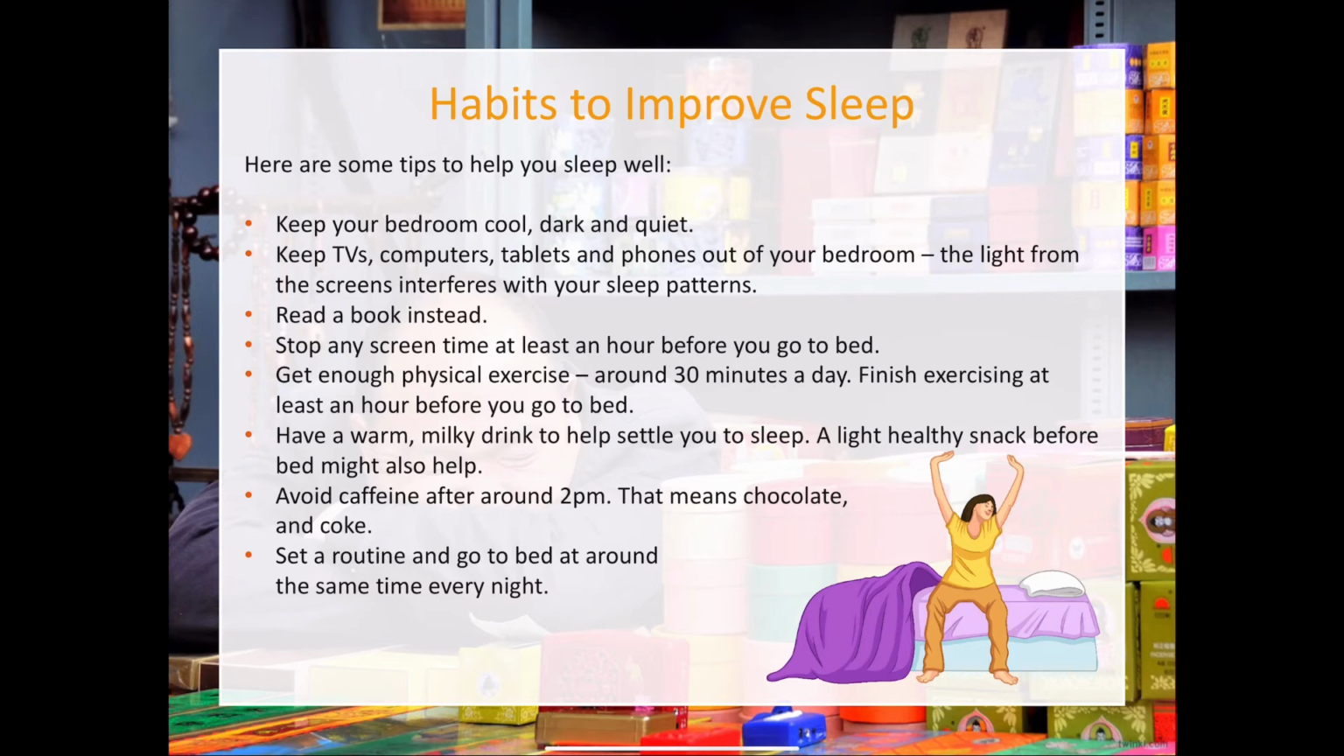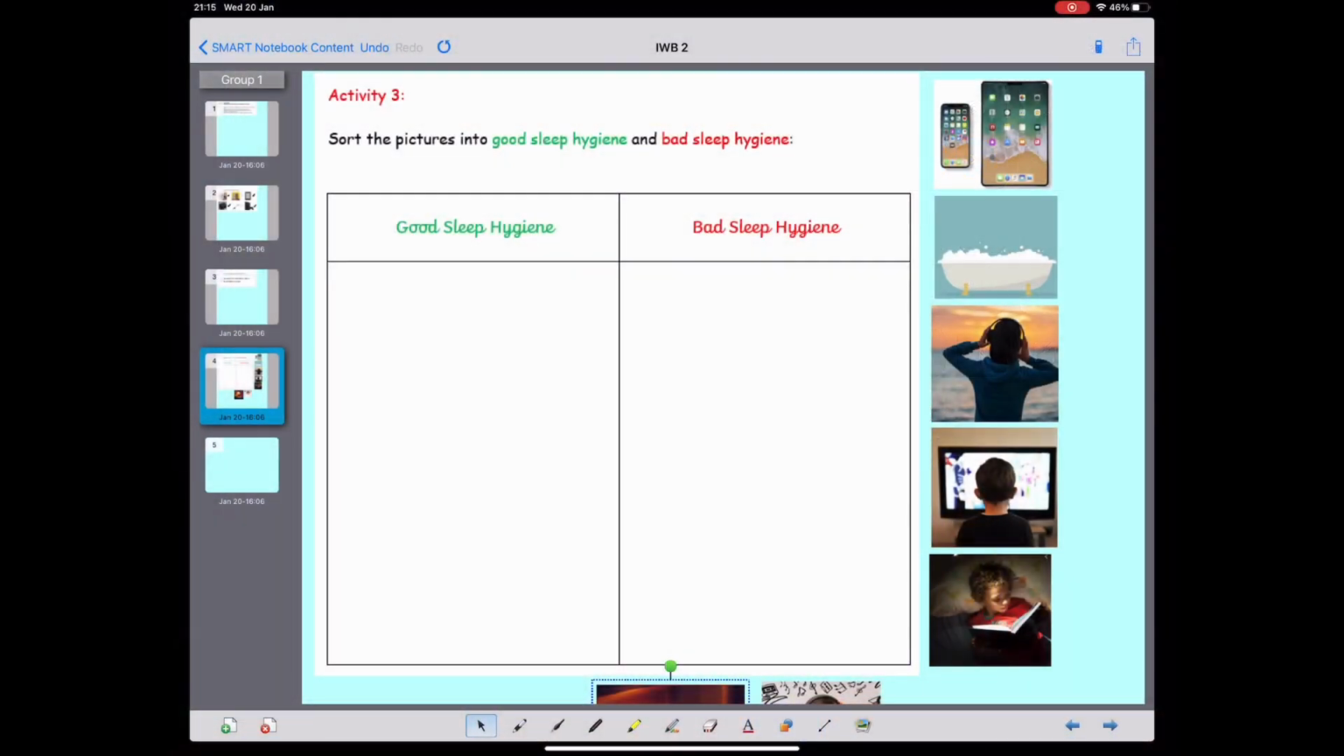So a quick recap. So keeping the bedroom cool and dark, keep screens out of the bedroom, but keep books in the bedroom. Make sure you get plenty of exercise during the day. Have a warm drink before you go to sleep, and try and set a good sleep routine as well, something you can do every night at the same time.